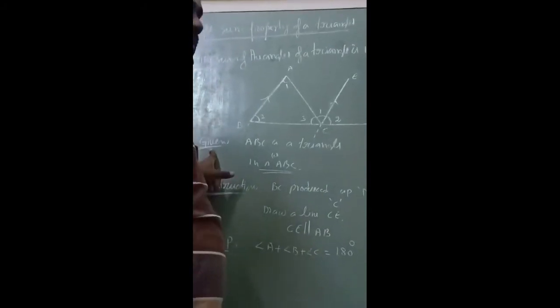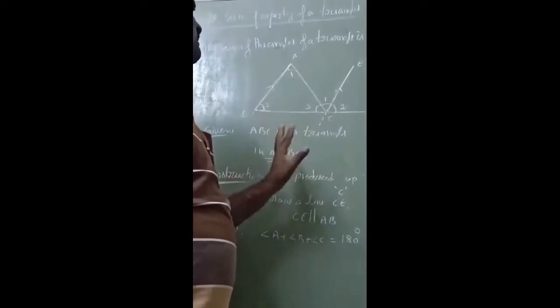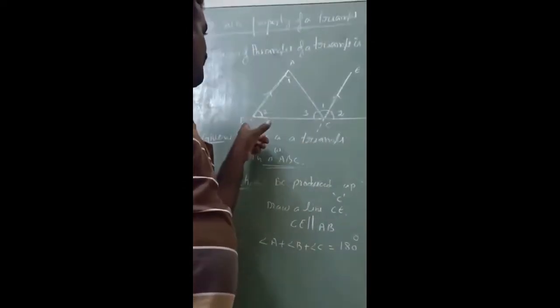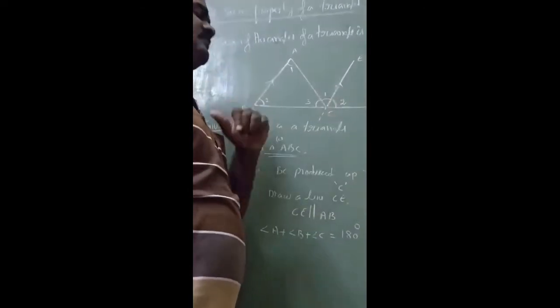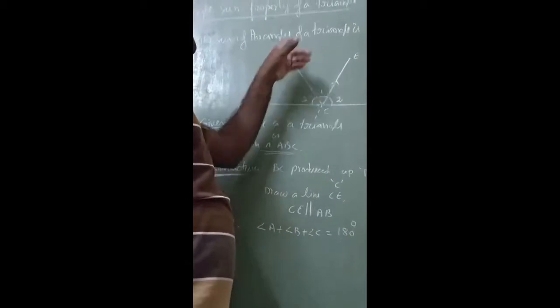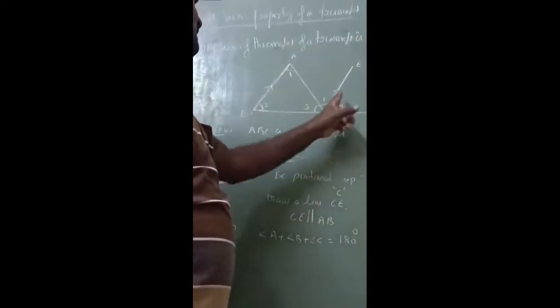Okay. Next, given. What is given? In triangle ABC, triangle ABC is the triangle. Next, construction. What is the construction? In triangle ABC, BC is produced up to D through C, and draw a line CE. This line is parallel to BA, or AB. CE is parallel to AB.